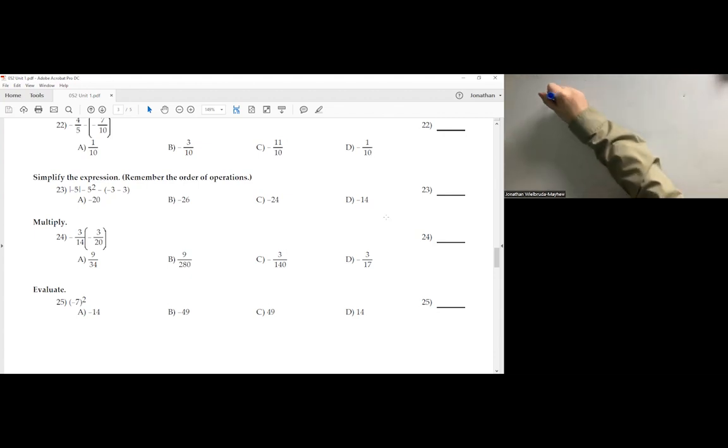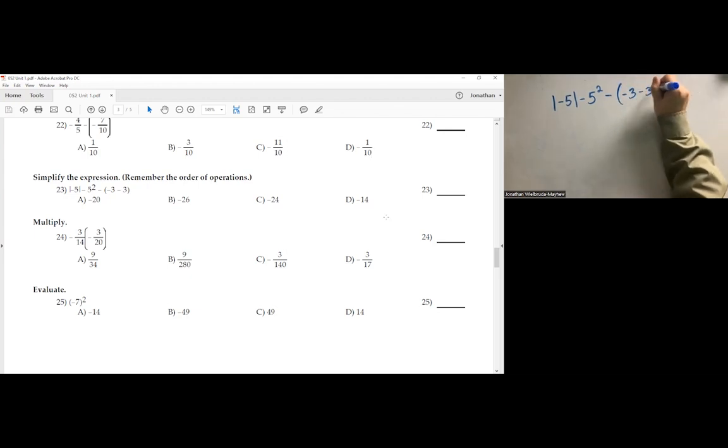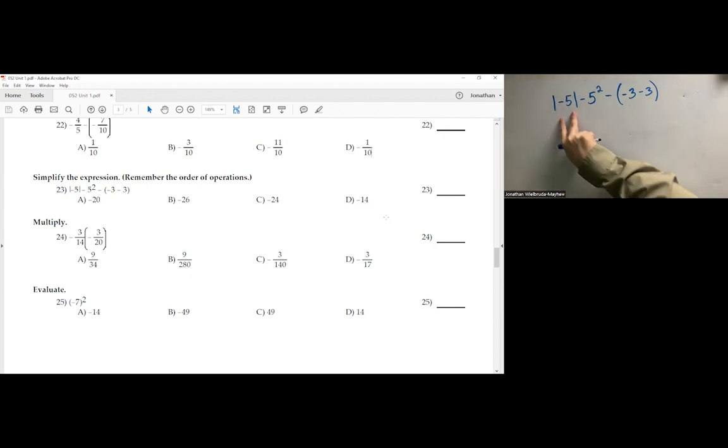Number 23, the absolute value of negative 5 minus 5 squared minus, in parentheses, negative 3 minus 3. First, take care of the grouping symbol. The absolute value of negative 5 is positive 5.